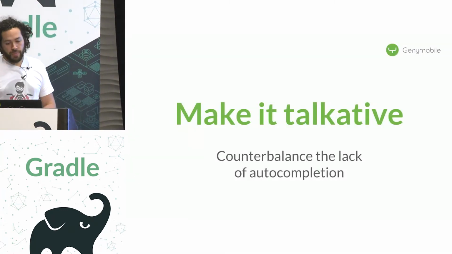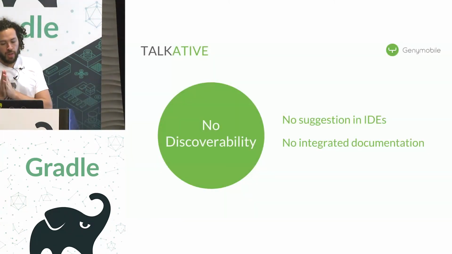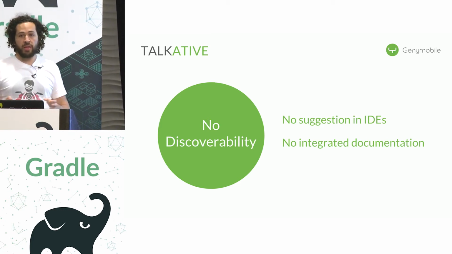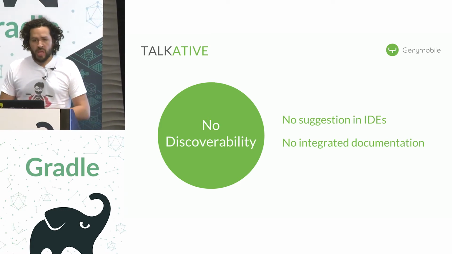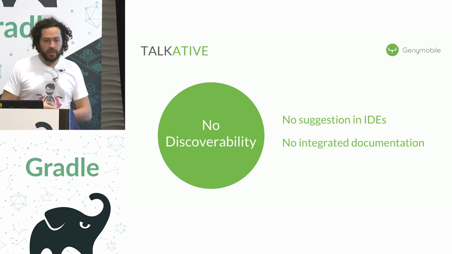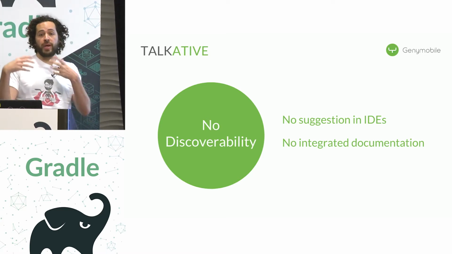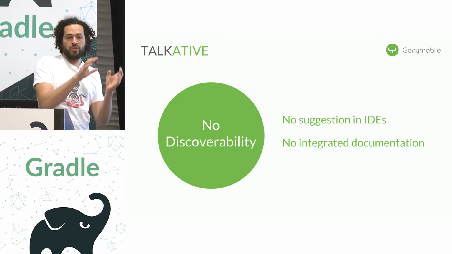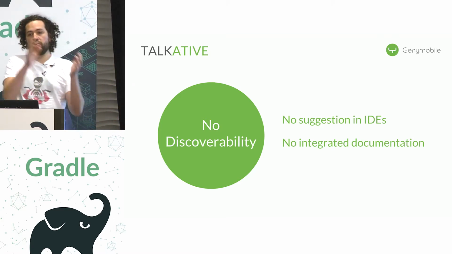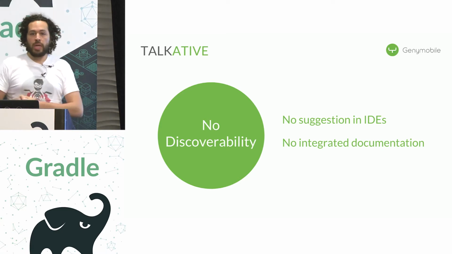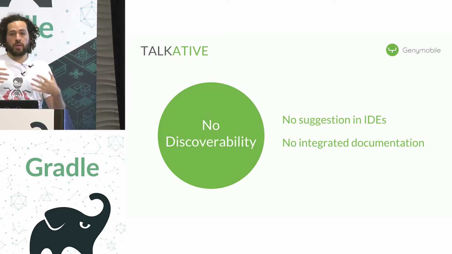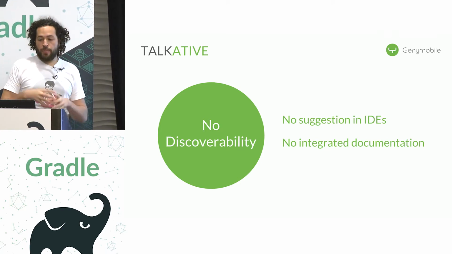Make it talkative. As I told you, there is no discoverability on your plugin's DSL on Gradle. There is no suggestion in your IDE, and there is no documentation embedded directly in your build.gradle. Right now, I didn't see that. And you have a problem because you have a plugin on one side, and you have your documentation somewhere on the web. You need to have something in your plugin that links to this documentation. And the best thing to do is actually to talk to your user.